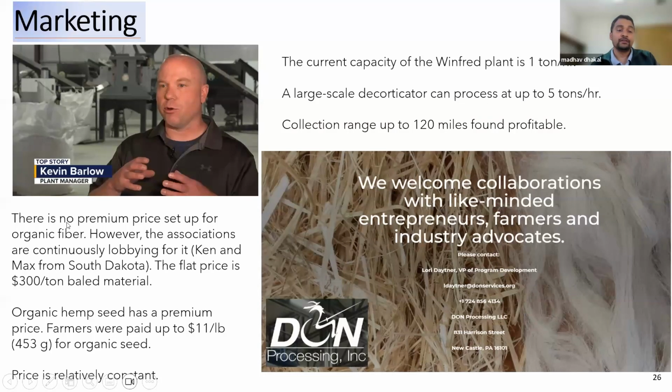And there is no premium, because this is in the early phase, so there's no premium price set up for the organic fiber. However, maybe in the future, the organic pricing would be different from the inorganic for the hemp. But there is a premium price for the seed for the hemp. So price is relatively constant if you look into the hemp fiber or the hemp seed pricing in the US, at least.